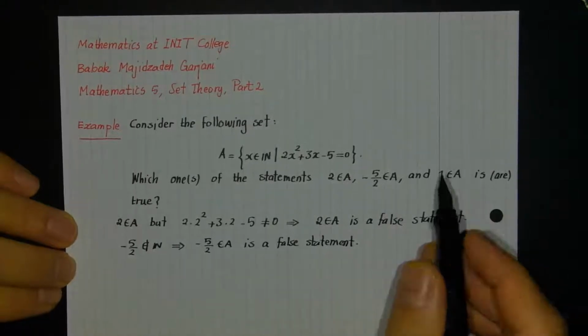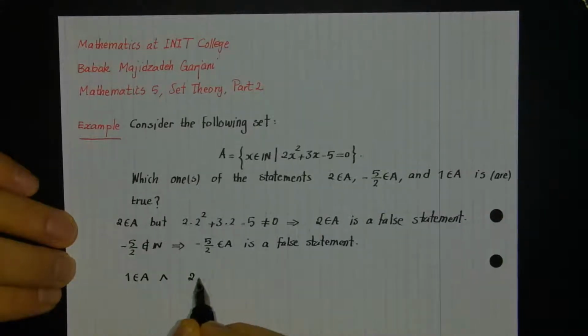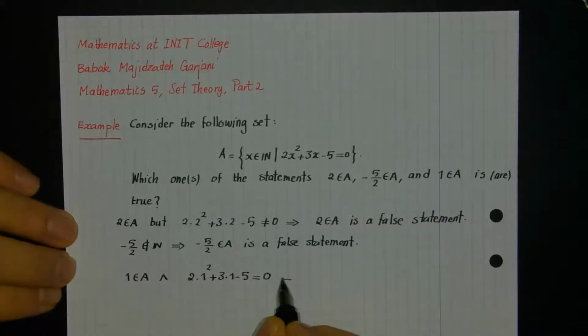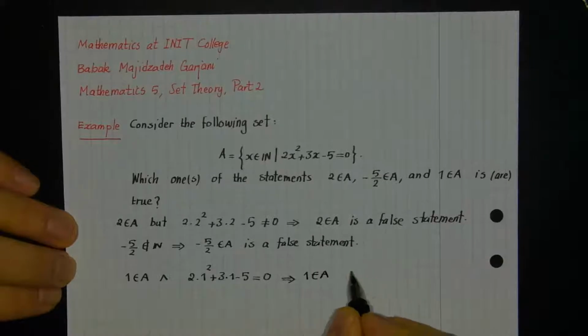But for the last one, we know that 1 is a natural number, and 2 times 1 to the 2 plus 3 times 1 minus 5 is indeed equal to 0. If you do this calculation, we indeed get 0. So because both of these conditions are met, we can immediately conclude that 1 belongs to the set A. So this is true.